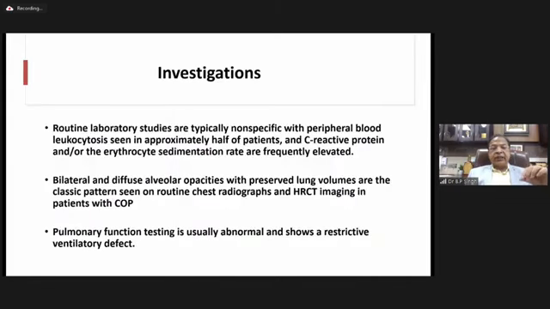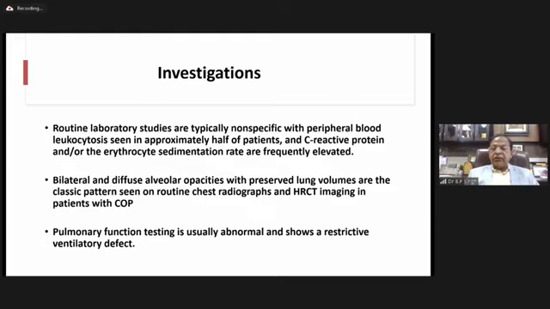What are the important investigations? Basically, the routine investigations will not give you much information, but C-reactive protein and the ESR are usually high. Bilateral diffuse alveolar opacities with preserved lung volumes are the classical patterns seen on the chest radiograph and HRCT imaging in patients with cryptogenic organizing pneumonia, as mentioned by Dr. Bhavin Jankharia in his presentation.